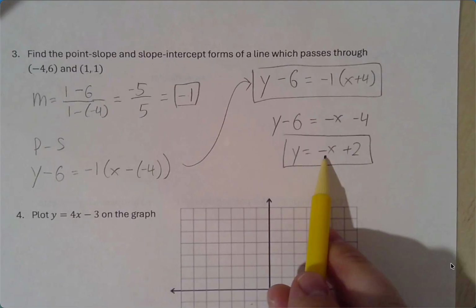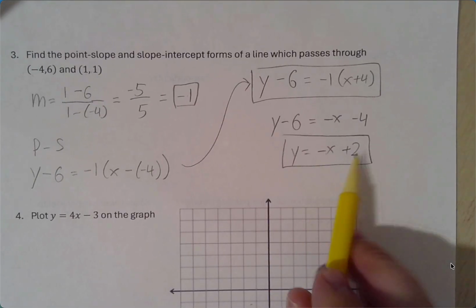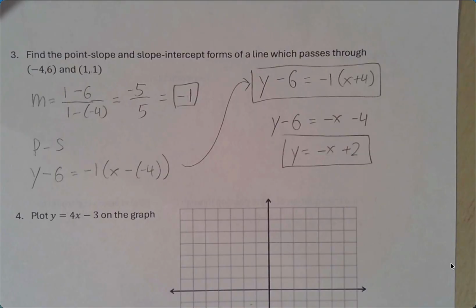I now know that the slope is negative 1. I now know that the y-intercept is 2. Again, we haven't seen what that looks like on a graph yet, and that's because that's the next video.